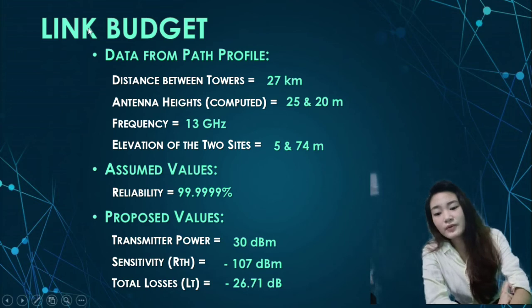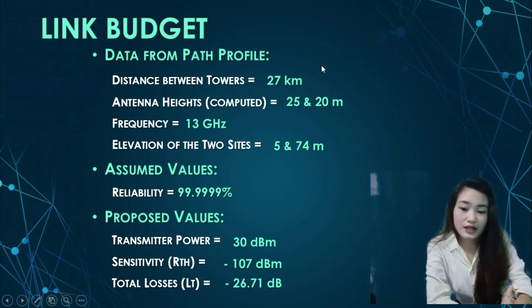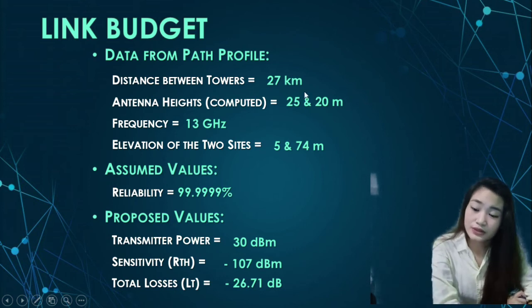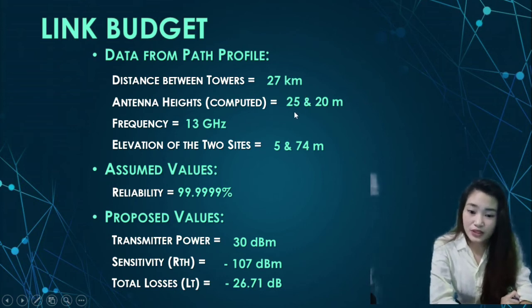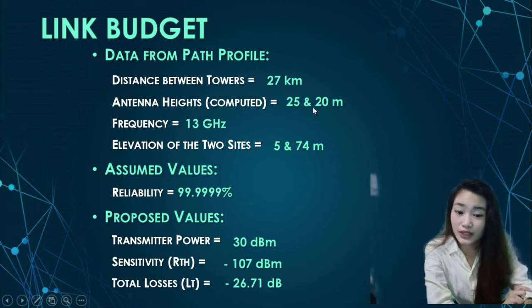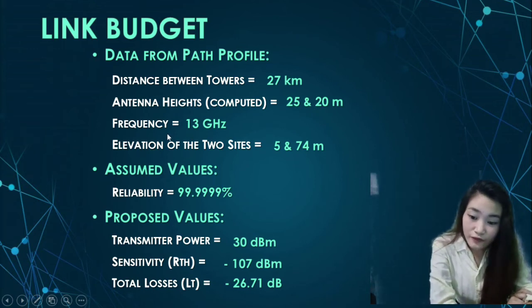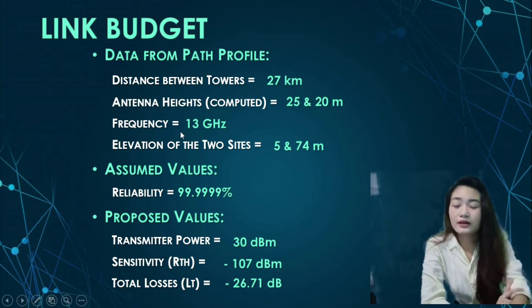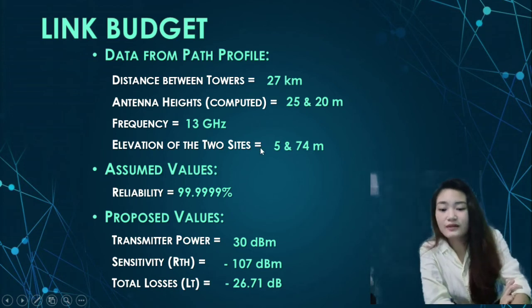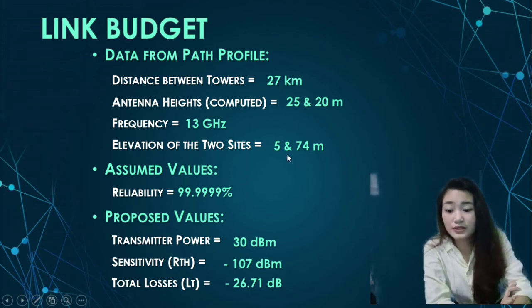From our path profile, this is the information. The distance between the towers is 27 kilometers. Antenna heights computed: the first one is 25 meters and the second one is 20 meters. The frequency that we chose is 13 gigahertz. The elevations of the two sites are 5 meters and 74 meters.